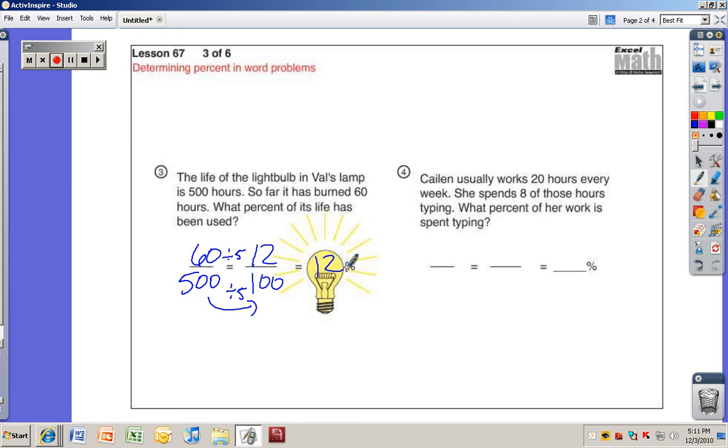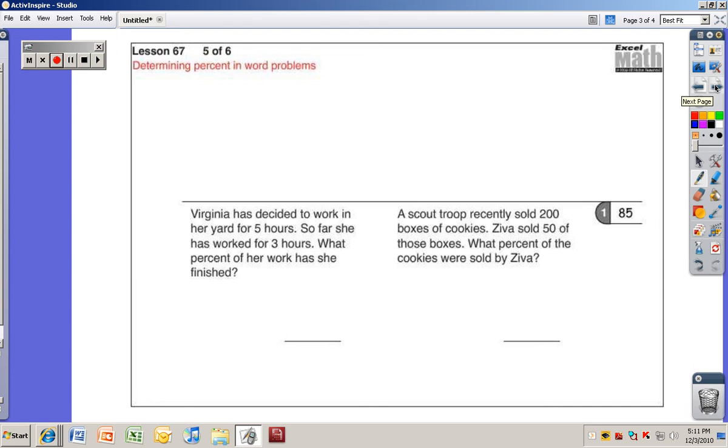Kaylin usually works 20 hours every week. She spends 8 of those hours typing. What percent of her work is spent typing? 8 out of 20 is typing. 100 is percent. To go from 20 to 100, we multiply it times 5. 8 times 5 is 40. 40%. Okay, go ahead and do these problems with a check answer here, and then turn on the video when you're ready to see the solution.